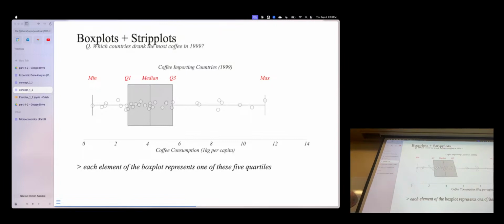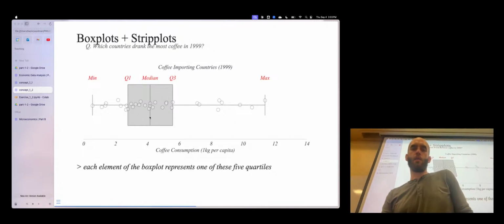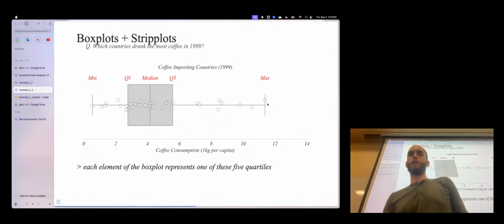And what this does for us is gives us, with the box plot and the strip plot, not just the statistical measures, but also the exact data points. So this gives us much more information than either on their own. I can tell you that there's actually a lot of countries that are clustered right around the median. You can see it's 4 right there. And then there's one country that has a much larger coffee consumption. Maybe 1 kilogram more than the closest one.